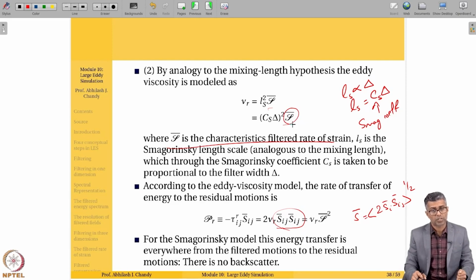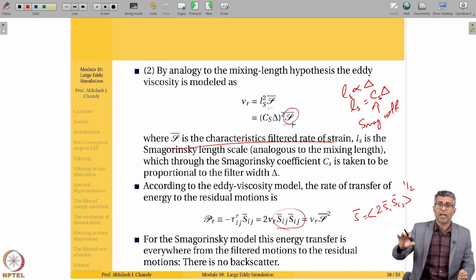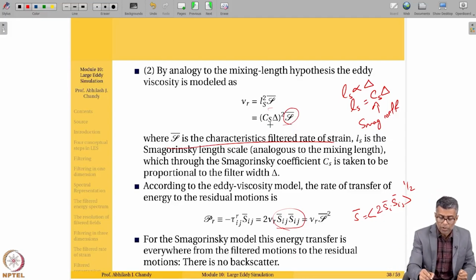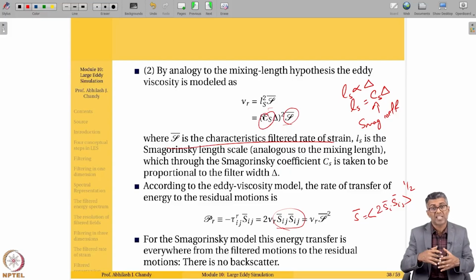If nu r is positive and it is negative on the right hand side of the equation, that means you have a negative term on the right hand side of the equation. So it is always dissipation. It is always energy going from the large scales to the small scales, not the other way around. If you wanted it to be the other way around, your Cs squared had to be negative.